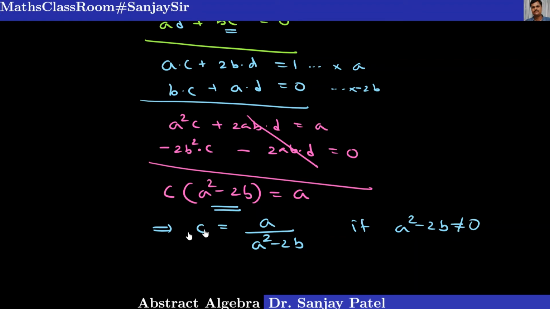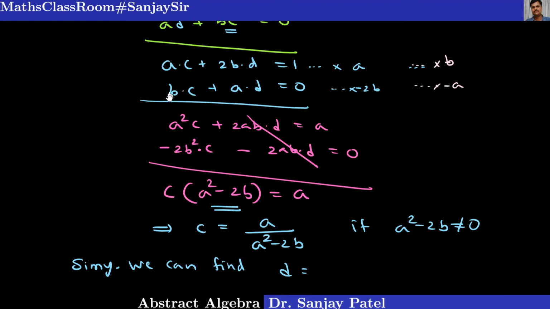Okay. So we get the value of c. By the same argument, similarly, we can find the value of d by eliminating c here. I will write directly: let us multiply to eliminate c. We multiply the first equation by plus b, and the second equation by minus a.